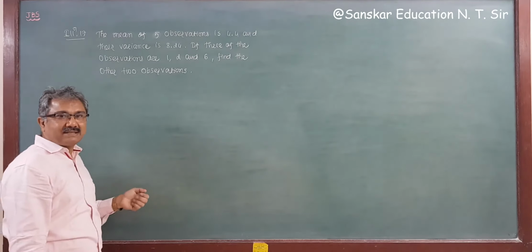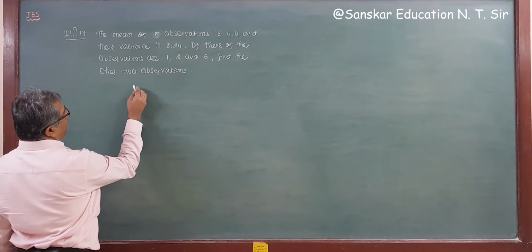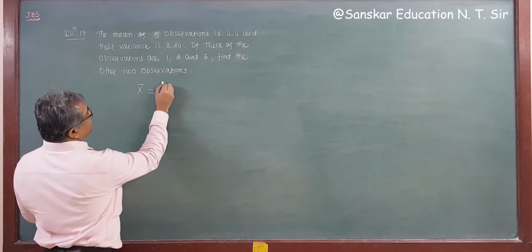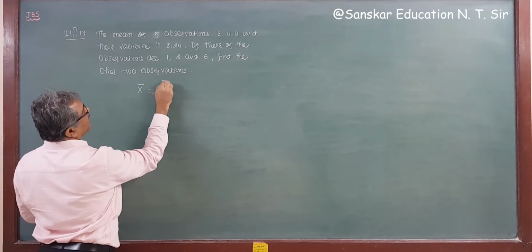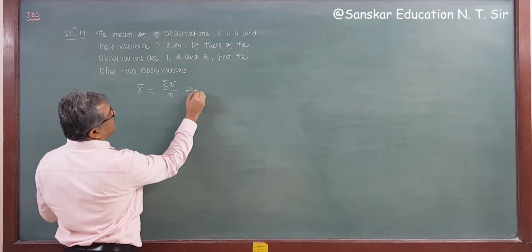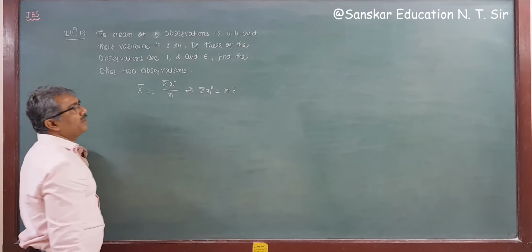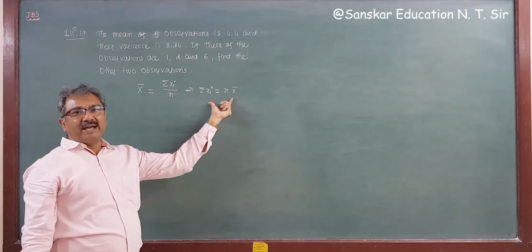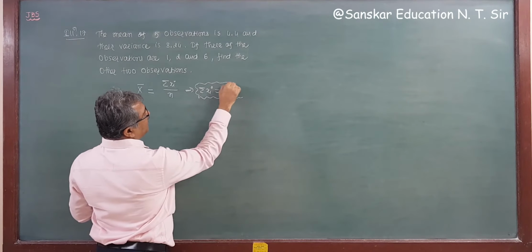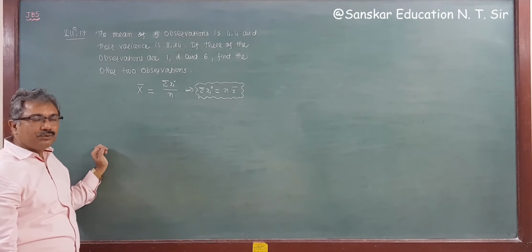For solving this, we need some formulas. First of all, you know the mean: x bar is equal to sigma xi upon n. This is the formula. So this implies sigma xi is equal to n into x bar. You have to remember this, sigma xi is equal to n into x bar, right? This is now important for you.